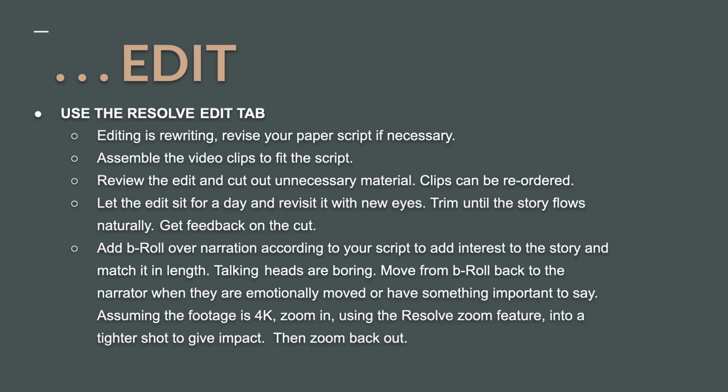After the edit is tight and flowing well, add B-roll over the narration. This adds interest to the story. Assuming your footage is shot in 4K, you can zoom in tight when they say something that's important or when they get emotional. Then zoom back out after that sound bite. Here's a list of time-saving keyboard shortcuts.